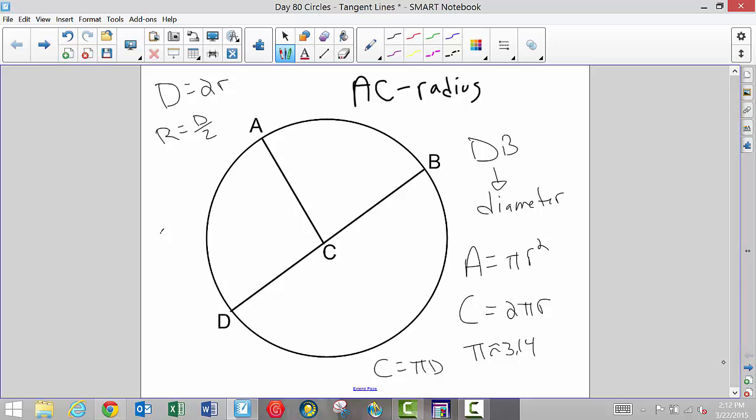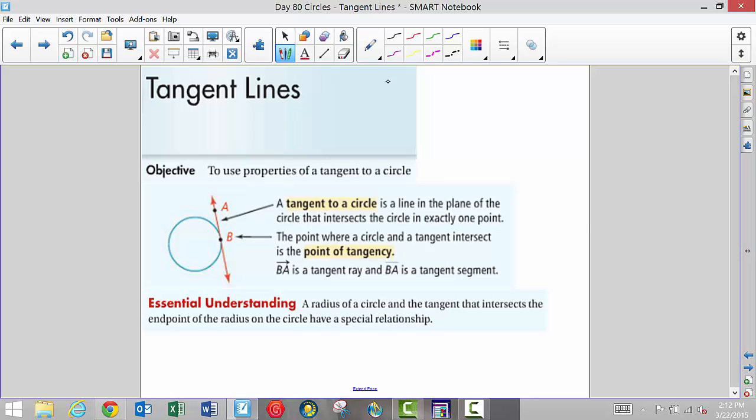So let's begin. Tangent lines and circles. You have to know what a tangent line is, and our objective today is to use properties of a tangent to a circle. A tangent to a circle is a line in the plane of the circle that intersects a circle in exactly one point. The point where a circle and a tangent intersect is called the point of tangency.